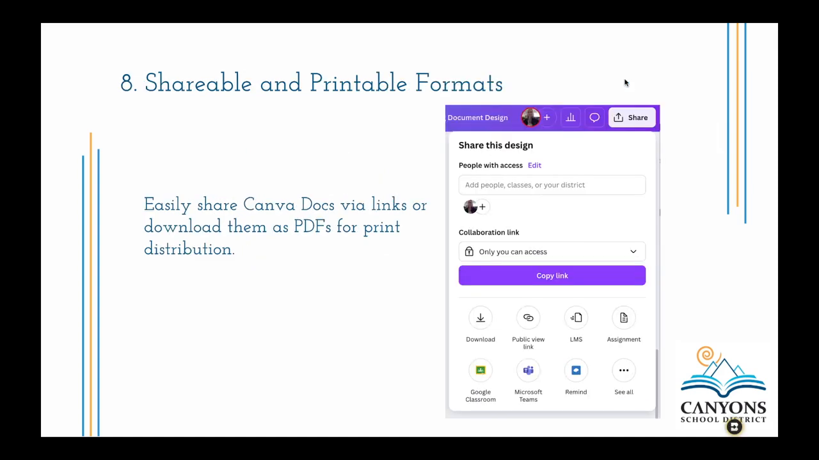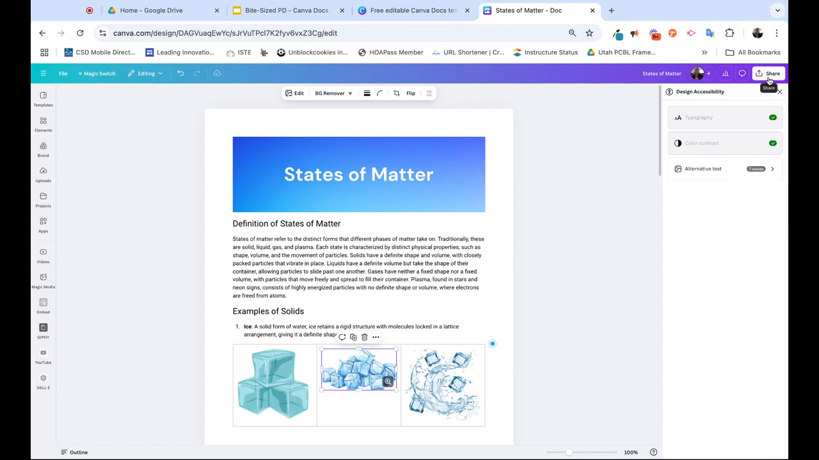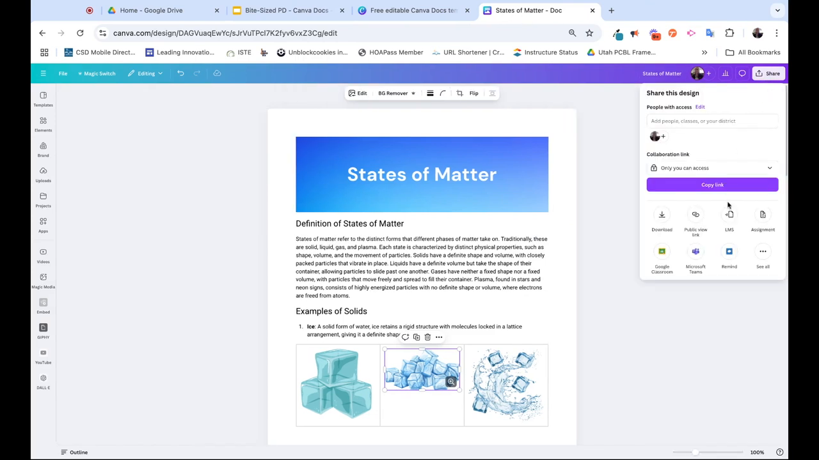The next feature, shareable and printable formats. With anything you create in Canva, they make it so you can easily share with whoever you want to share with. That's just by clicking on the share in the upper right hand corner. You'll see where you can download. So when you are creating these documents, you can definitely download and actually have a paper copy.